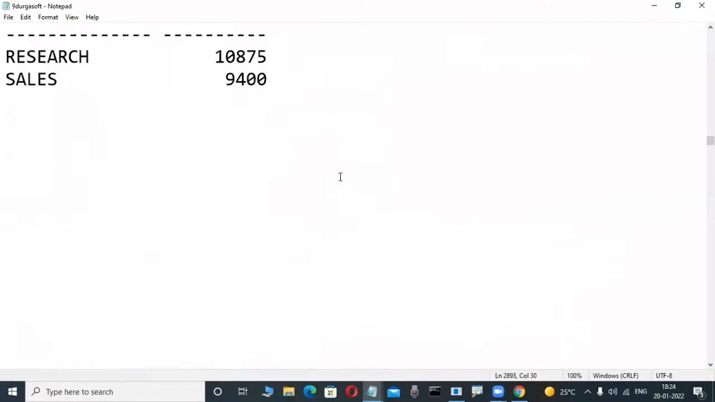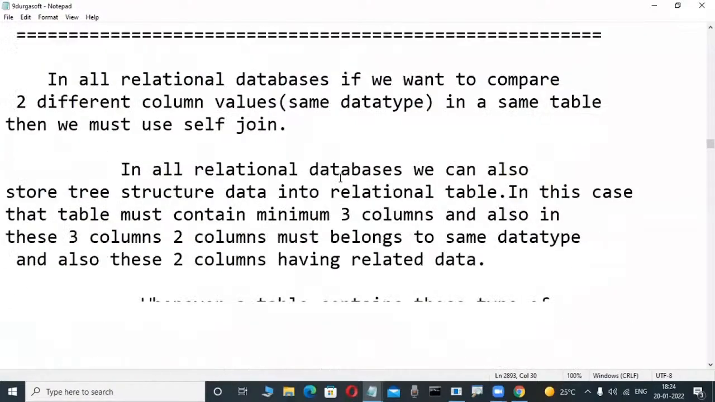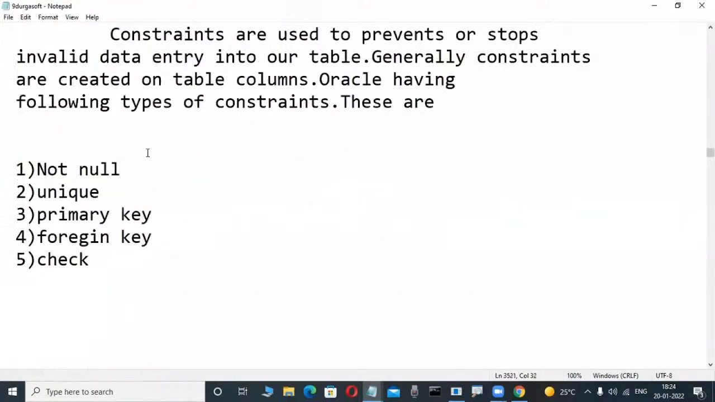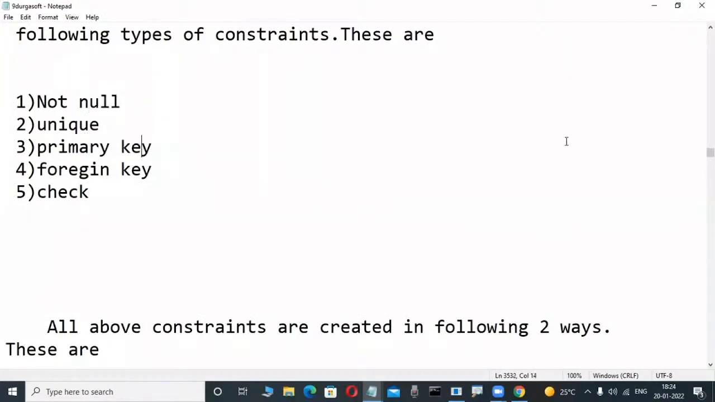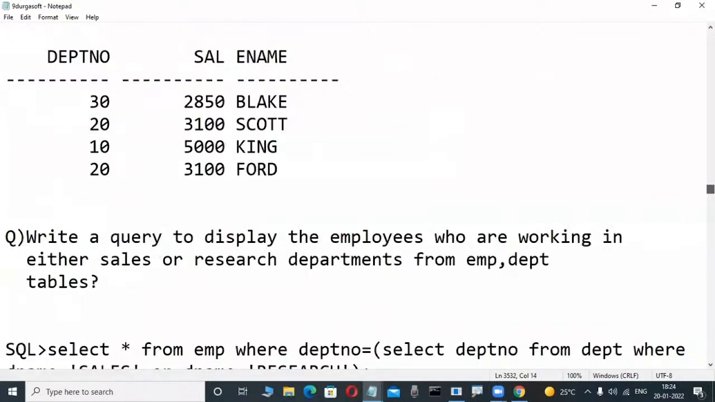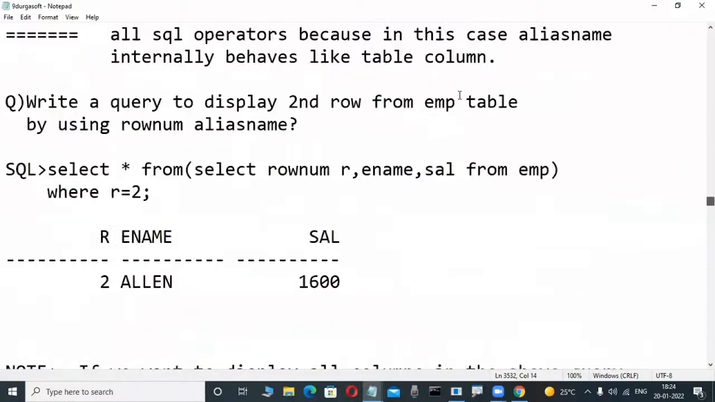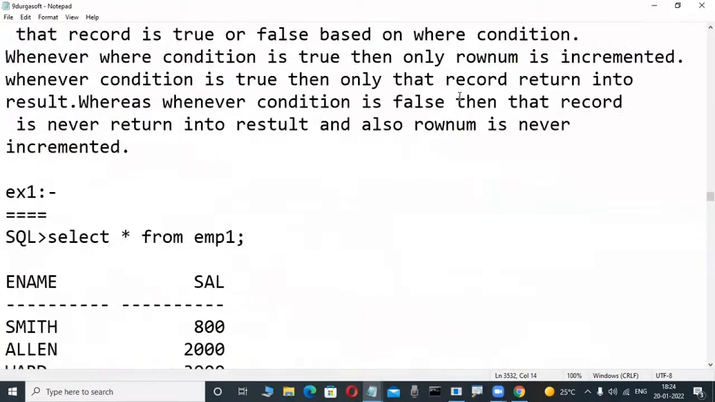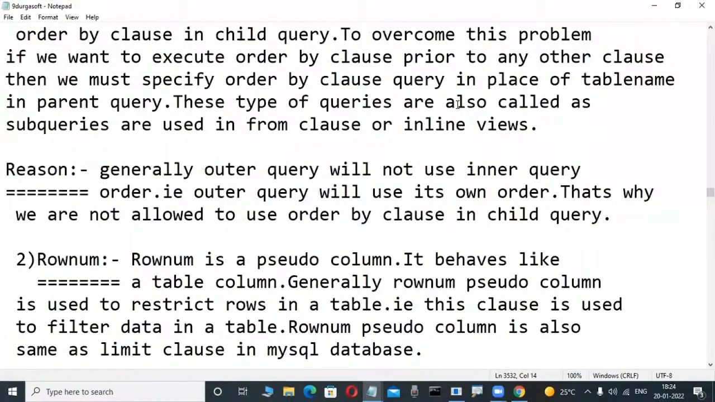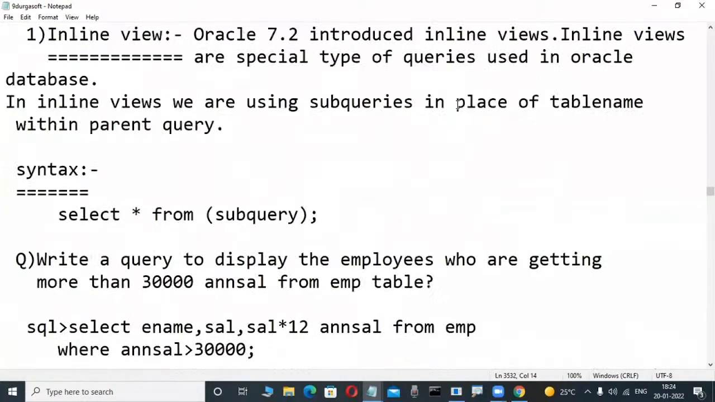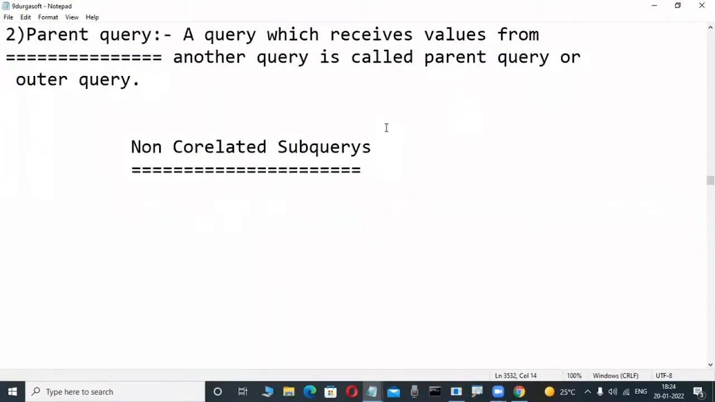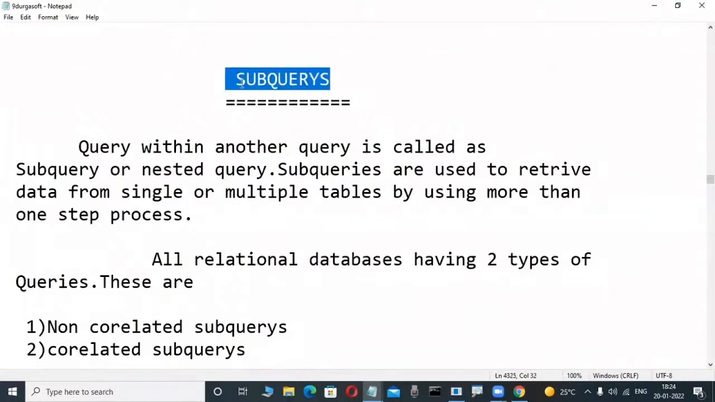Then constraints. On our SQL language side, constraints is a concept: primary key, foreign key, check, so many things are there. Once we are good at those, we learn subqueries, which are most powerful. A subquery is a query within another query, with just one or two lines of coding. These are the things we are learning in these days. These are the main chapters. In a database, subqueries are most powerful.